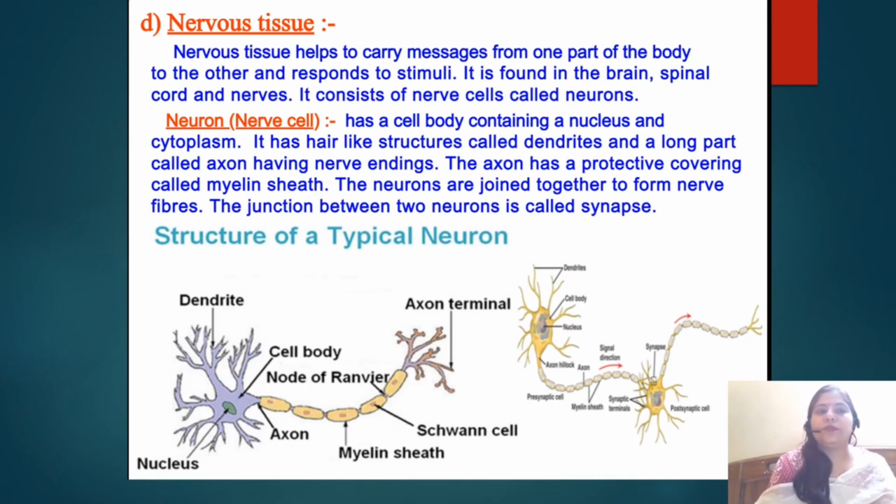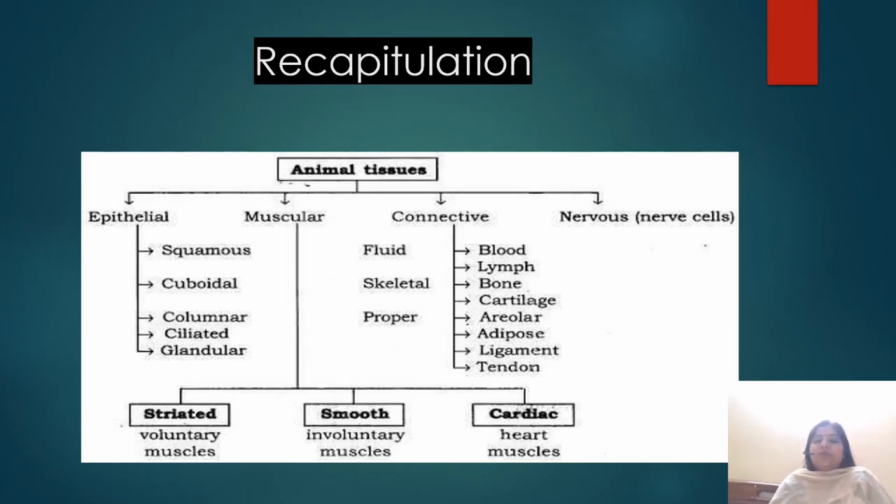About animal tissues, we have studied that there are four types of animal tissues: epithelial, muscular, connective, and nervous tissues. These are further classified. Epithelial tissues have five types: squamous epithelial, cuboidal, columnar epithelial tissue, ciliated epithelial tissue, and glandular epithelial tissue. Muscular tissue is further classified as striated muscles, which are voluntary muscles, smooth muscles, which are involuntary muscles, and cardiac muscles, which are present in the heart, and they are also involuntary muscles.